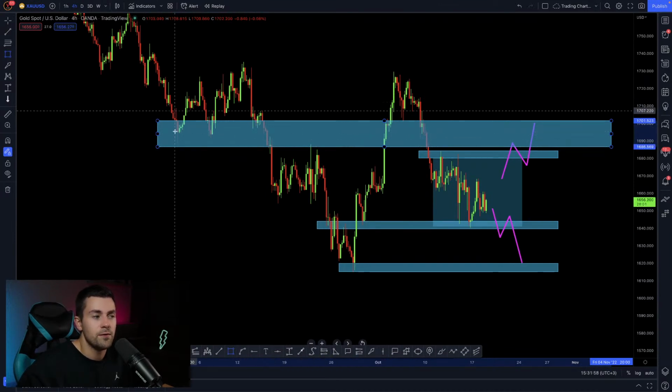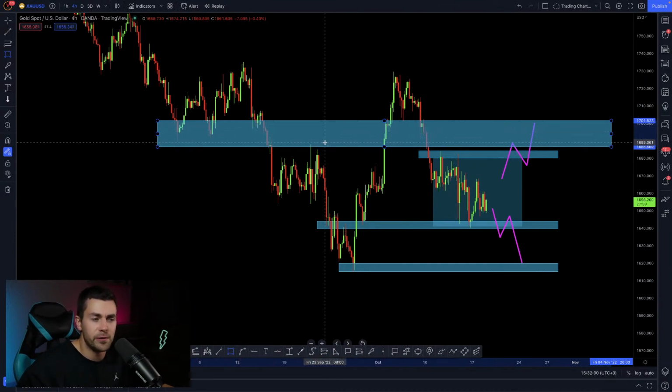We have a very wide zone of supply right here, and in my view, buying gold will be very risky after the breakout. Now let's take a look at silver.